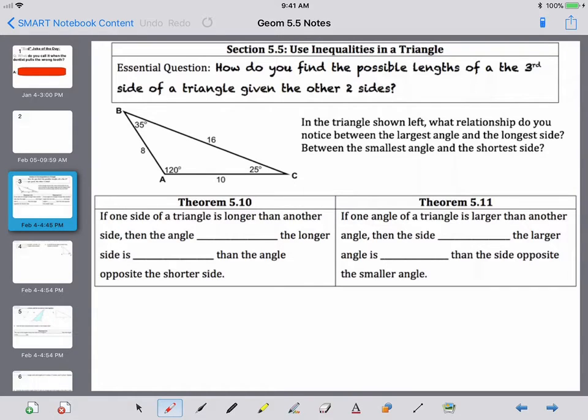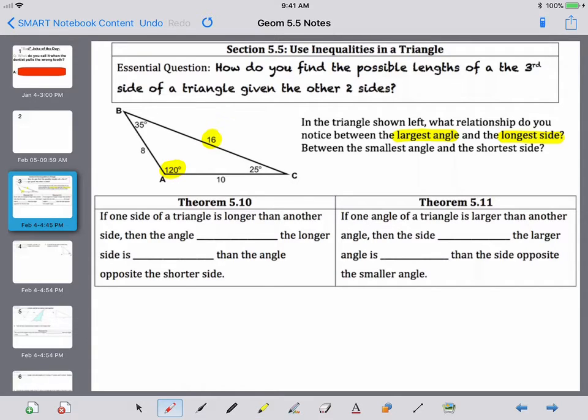In lesson 5.5, we're going to figure out, if you know two lengths of a triangle, what that third side length could be. So in our first example, we're going to look at, in this triangle shown here, what relationship we notice between the largest angle and the longest side. I see my largest angle is 120 degrees and my longest side is 16.